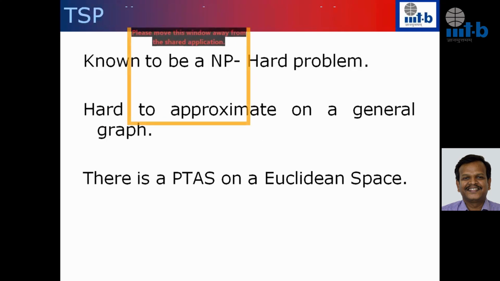To begin with, what is already known long back is that this problem is an NP-hard problem. So no efficient algorithm is known to solve this problem, and it's also hard to approximate on a general graph. That means no non-trivial approximation algorithms are known in a general graph. But on special graphs like Euclidean space, a PTAS was known. PTAS essentially means that you can get a solution which is very close to the optimum solution in near polynomial time.